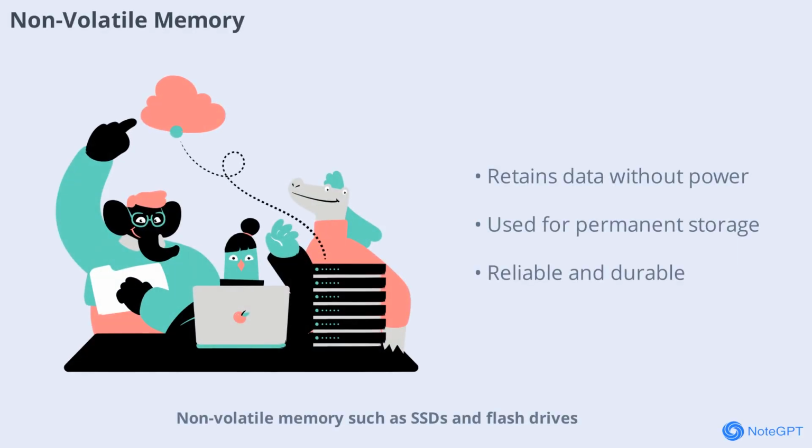Non-volatile memory, such as SSDs and flash drives, retains data even when the power is off. This makes it ideal for secondary and tertiary storage. Unlike RAM, which loses data when the computer shuts down, non-volatile memory ensures your files and programs are safe and ready to use whenever you need them.